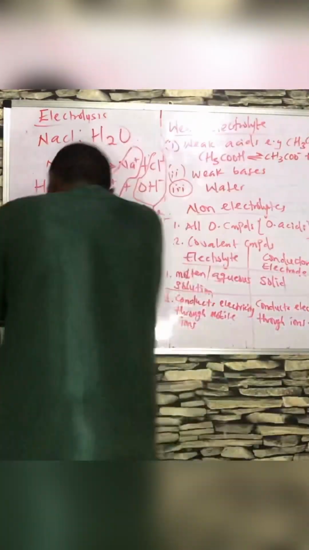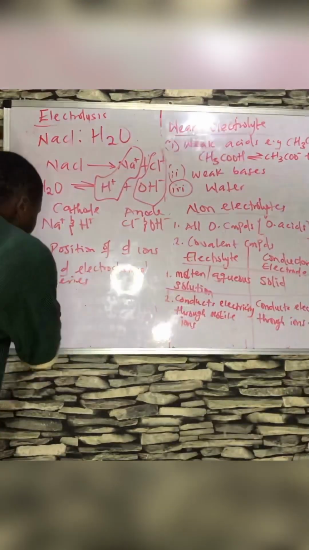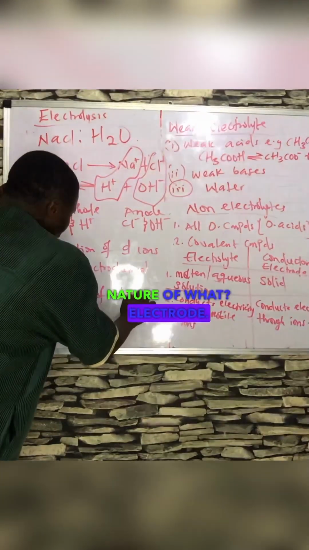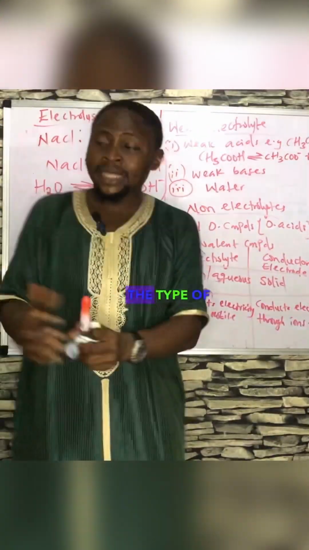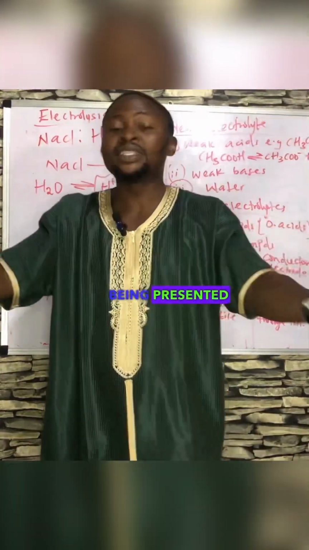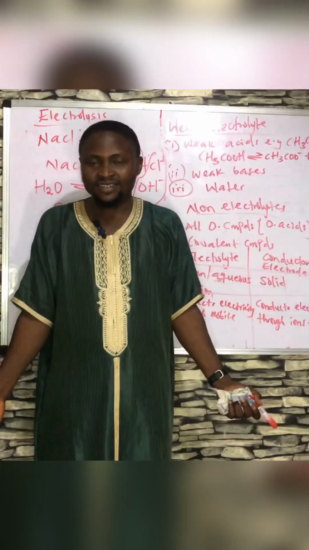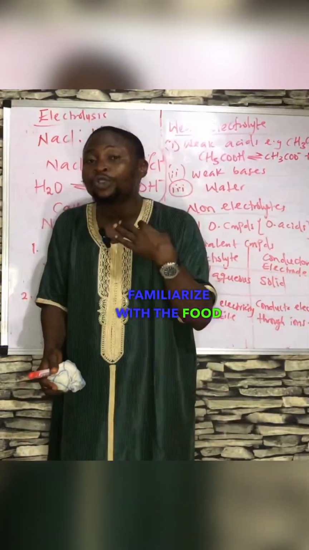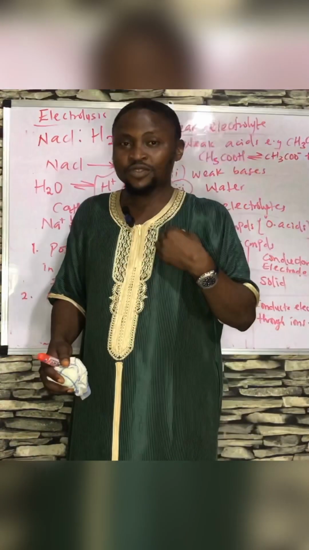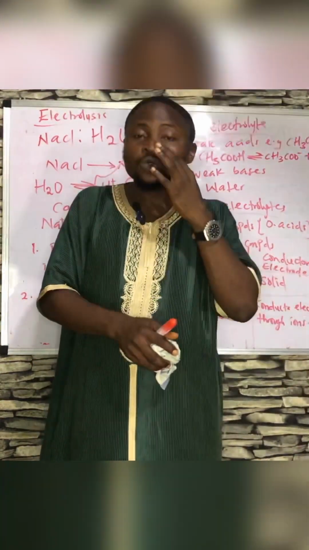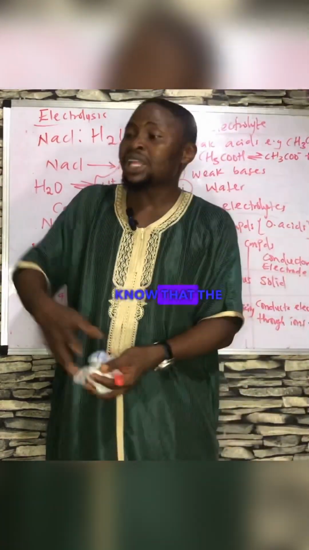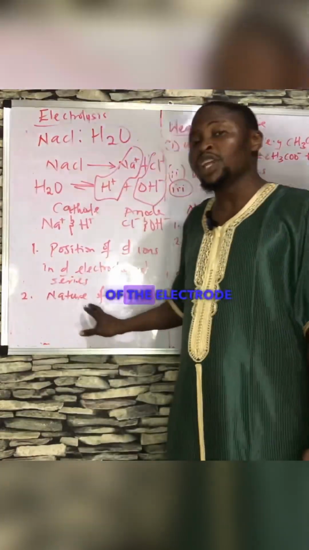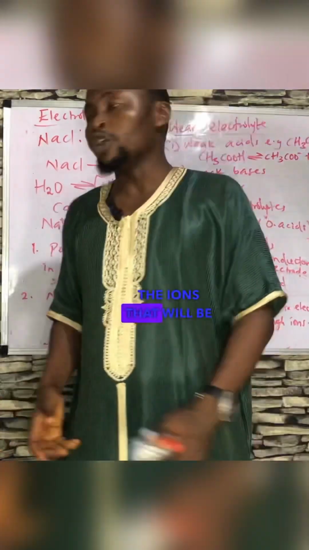Number two is the nature of electrode. That is when I talked about the type of food that is being presented to those that are eating it. You always acclimatize, familiarize with the food that you prefer the most. Your favorite food will make sense to you more than to the other person whose favorite food is not what is being presented. So the nature of electrode will affect the ions that will be discharged.